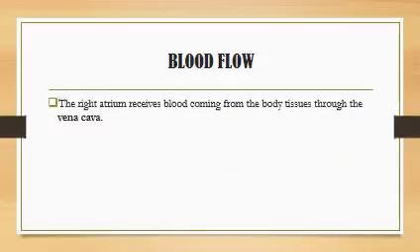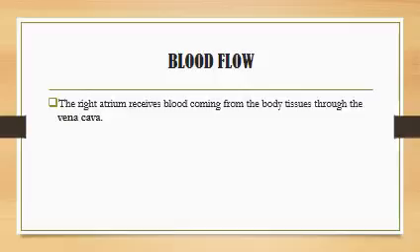So, let's start with the right atrium. The right atrium receives blood coming from the body tissues through the vena cava. Remember, looking at the structure of the heart, the first arrow was entering into the vena cava. That arrow was showing that the blood is flowing from the vena cava into the right atrium, and that blood is coming from the rest of the body where metabolic processes have taken place.